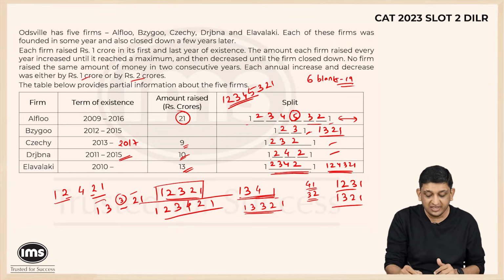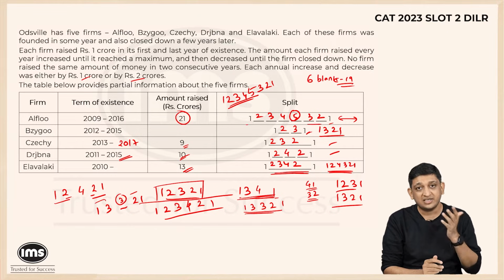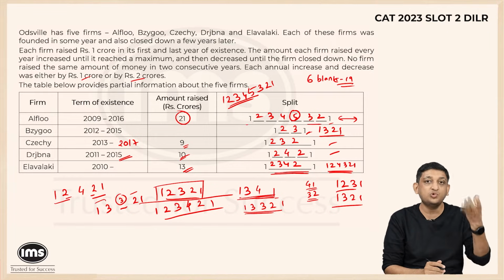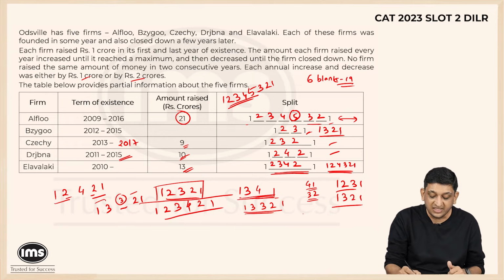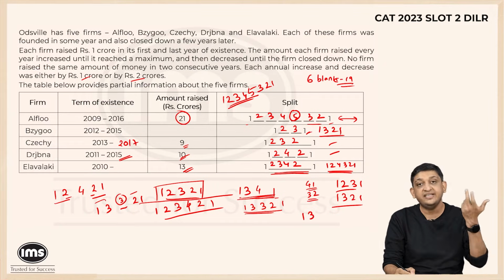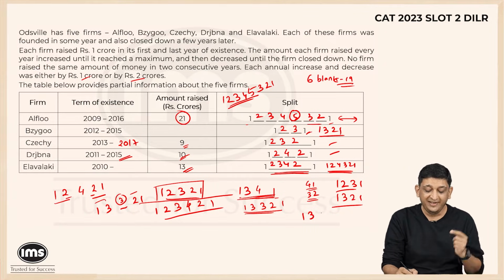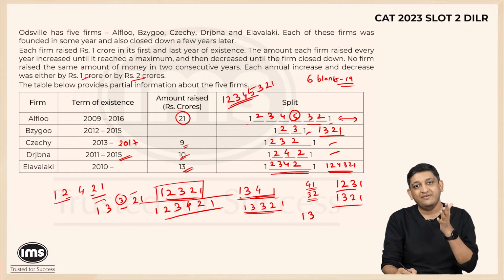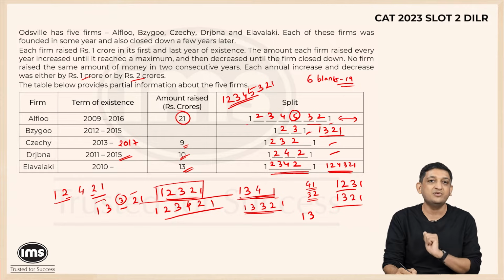So there are 2 possibilities that exist here. But that was under the assumption that we are going from 1 to 2. What if we are going from 1 to 3? So let's say I go from 1 to 3 in the second year. Then what will happen? If I start falling down from 3 now, I will be able to reach 1 plus 3 plus 2 plus 1, that is only 7 crores. I will not be able to reach 13.